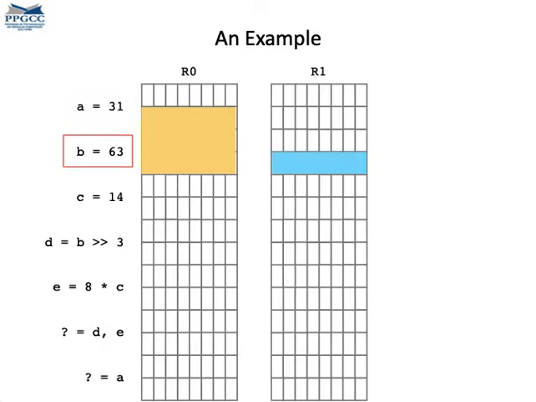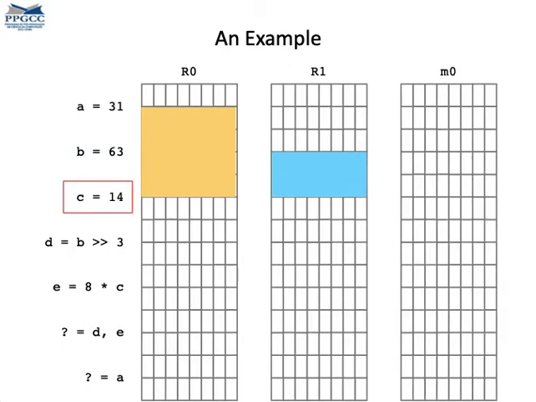Now we need to place B somewhere. We still have one free register, that's R1. We place B onto R1 in this case. We now need to place C somewhere, and that brings in a problem. All the registers are taken. We will have to move one of the variables to memory. But which one? Would you like to think about it?